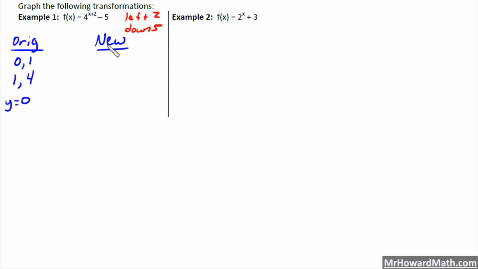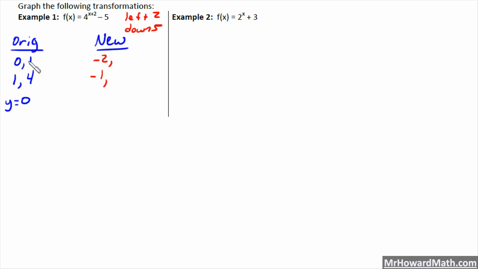So we need to apply those changes. These are basic, so we're just going to write them down, and it's pretty easy to apply those. Later on, we'll start identifying what's happening to x and what's happening to y separately, because they'll get a little more complicated. But on this one, it's pretty straightforward. So left 2, that means the new x-coordinates need to go left 2. So the first x-coordinate will be -2. The second x-coordinate will be -1.